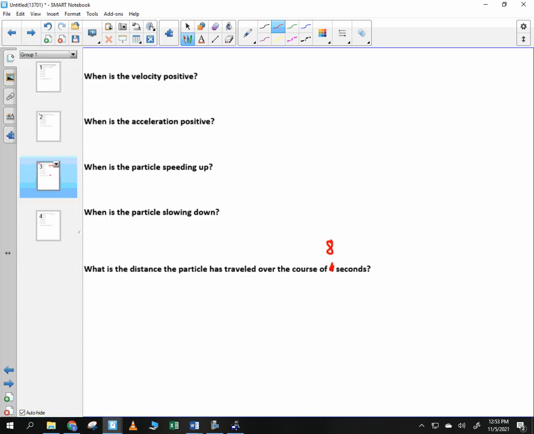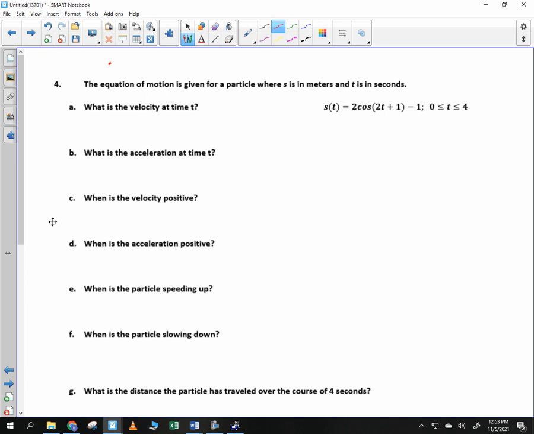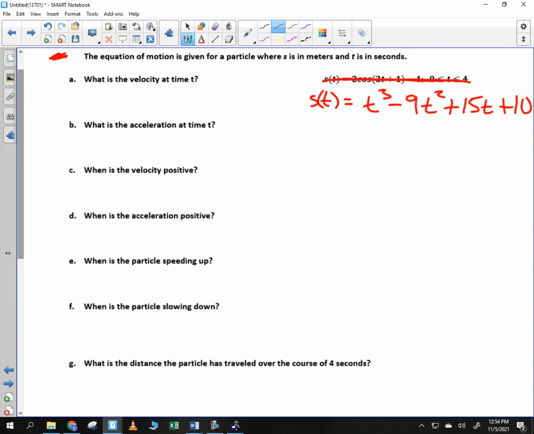And then we have one more adjustment. This guy, we're not going to do that function. We're going to do S of t is equal to t cubed minus 9t squared plus 15t plus 10. So I would do that third. And over the course of 4 seconds, again, we're going 8 on that one.